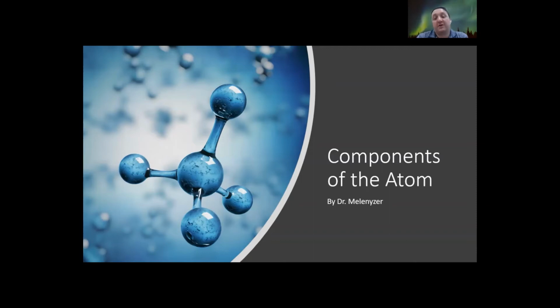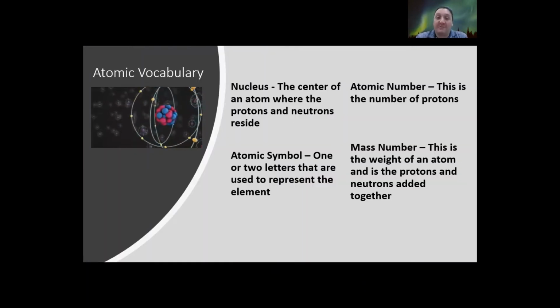Morning. Today we're going to talk about the components of an atom. The reason we're doing this is we're going to start our exploration of chemistry, and in order to do so we need to actually be able to talk about the parts of the atom and what some of the numbers and letters mean. The first part of the atom is the nucleus, and the nucleus is the center part of the atom that has the protons and neutrons in it.